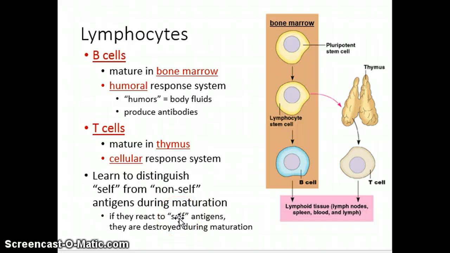Effector with an E means that they're actually active cells. These memory cells, whenever they sense the presence of this foreign antigen again, will immediately go into making the plasma cells, or the plasma B cells. So we skip these other steps here. So we have a much quicker response.